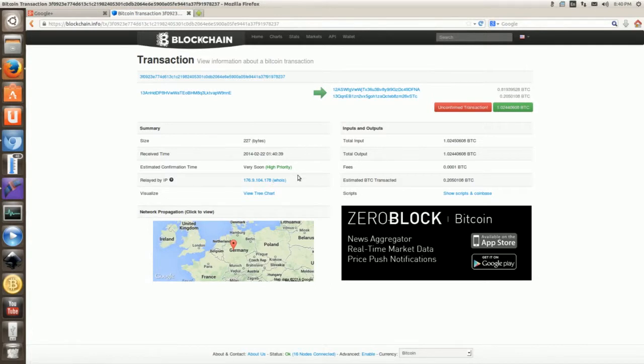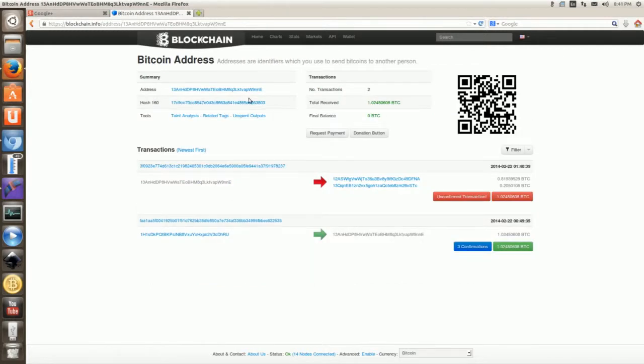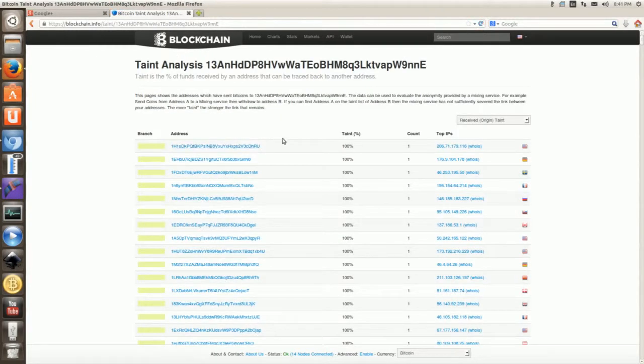It shows me roughly where that transaction took place, IP numbers that it came from, the sender versus the receiver, if they got any change back. I can scan that code and send them some more money if I'm so inclined. It was a one-way transaction, and this is the taint.